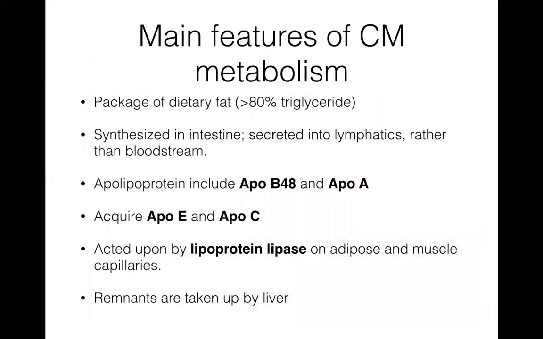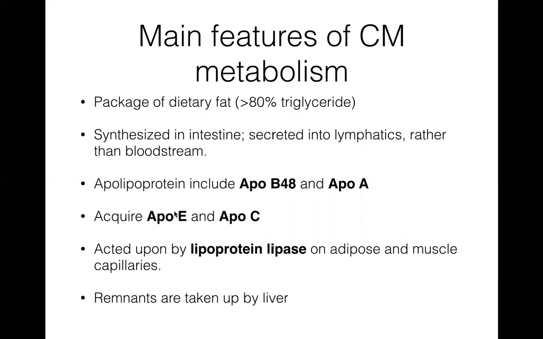So what are the main features now of chylomicron metabolism? We did already mention that they are packages of dietary fat, predominantly triglycerides. They are synthesized in the small intestine, secreted into the lymphatics rather than directly into the bloodstream. The initial apoproteins are ApoB48 and ApoA. And in circulation, chylomicron will acquire ApoE and ApoC.